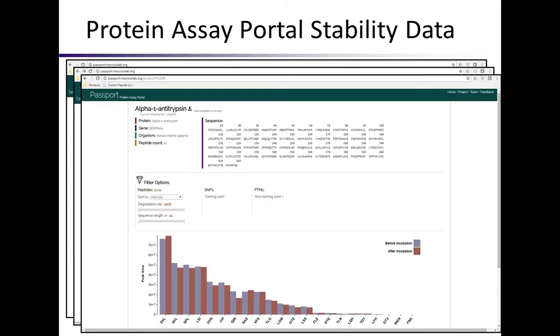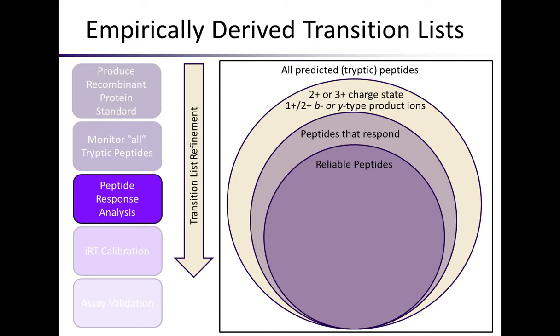stable for this experiment. And now the MacCoss lab has done a lot of these experiments, and we've uploaded this to passport.maccosslab.org. It's a protein assay portal with stability data, and you can just come in here and pick any protein you want, go to an interactive view, and get results from these experiments that we did for you. We measured all the peptides from the sequence of the protein that we had, so you can go in there and get the information that you want that we've already collected for you.